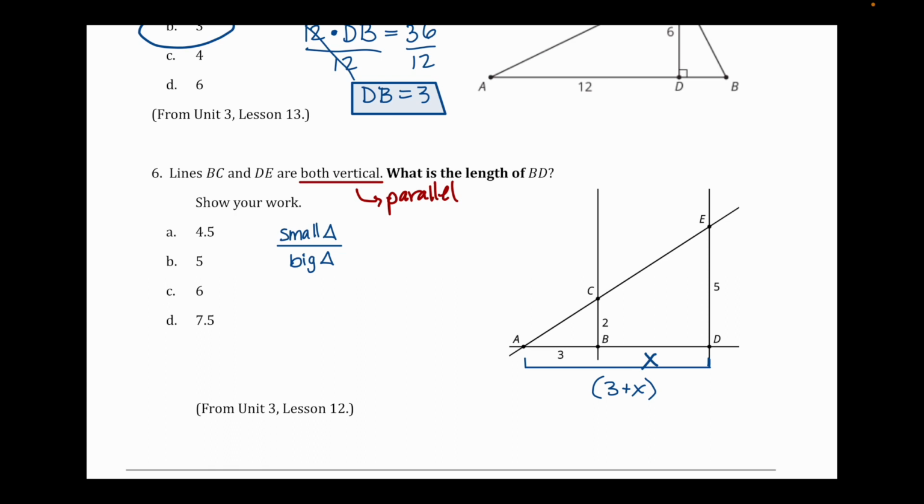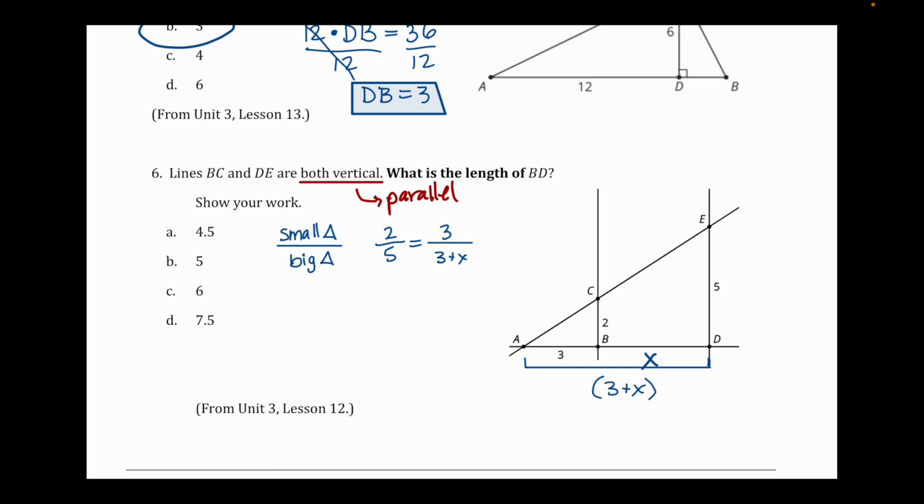So while small versus big, I can compare 2 to the 5, and that makes sense. 2 over 5. I'm then going to use small triangle has a length of 3, but the big triangle's length, the whole thing, is 3 plus x. But since I did define x as the piece I wanted to find, all we have to do is then solve for x to actually make this work.